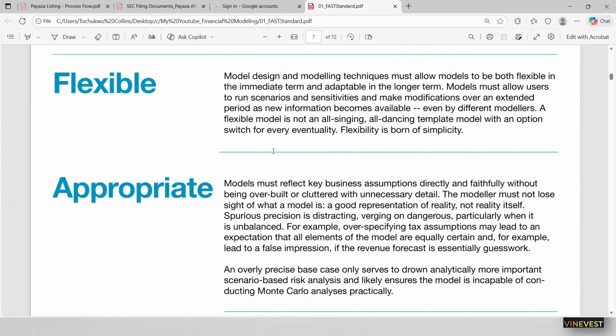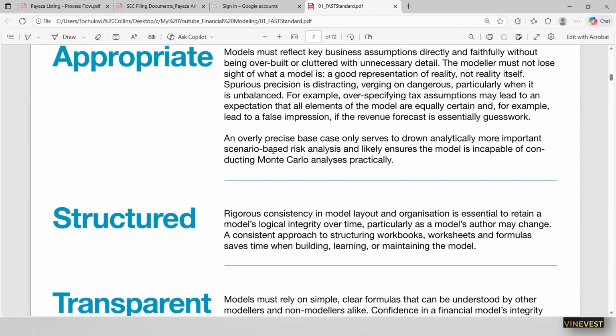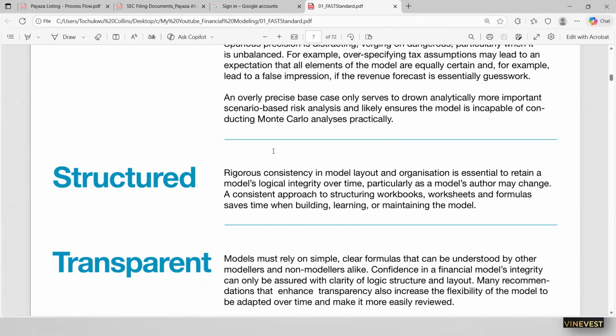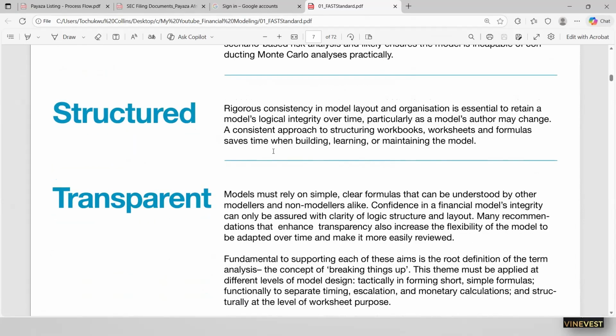Appropriate, letter A, appropriate. When we say a financial model should be appropriate, it means that it should not have ambiguous information. It should not be cluttered. It should not have unnecessary detail. It should just have as much information as necessary to make it clear for the users of the financial model. And when we say financial model should be structured, it means that the outlook should be consistent. The various worksheets in the workbook of your financial model should look clean and consistent. Then also the formulas should be easy to understand, especially by financial modelers and the users of the financial model.